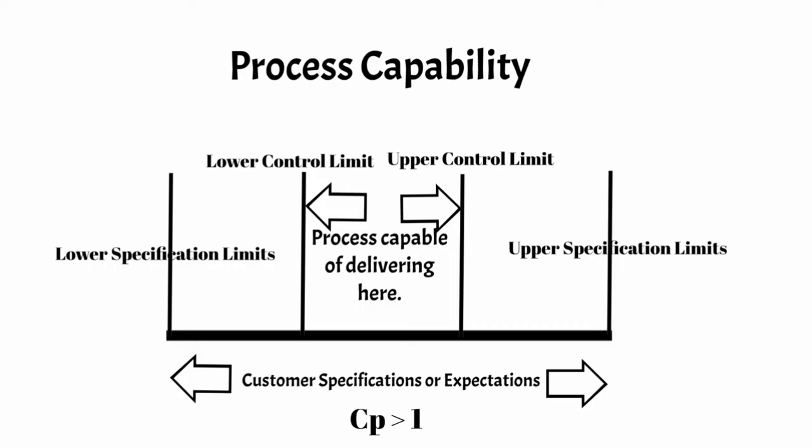The larger the value of CP, the less likely process output will fail to meet customer expectations, called upper and lower specification limits. At the end of the Evercool project and after sufficient data has been collected, we would expect CP to be larger than 1.